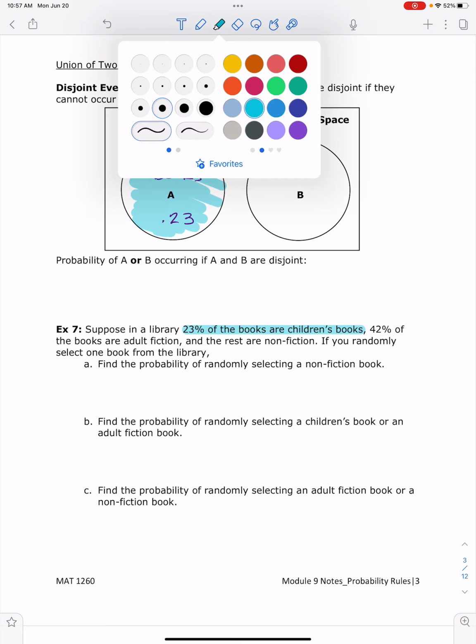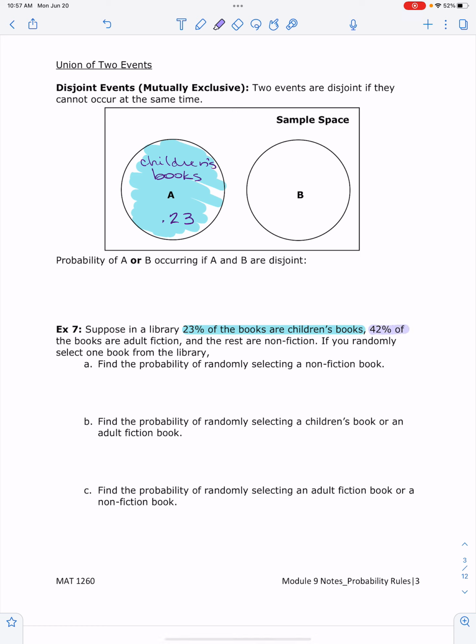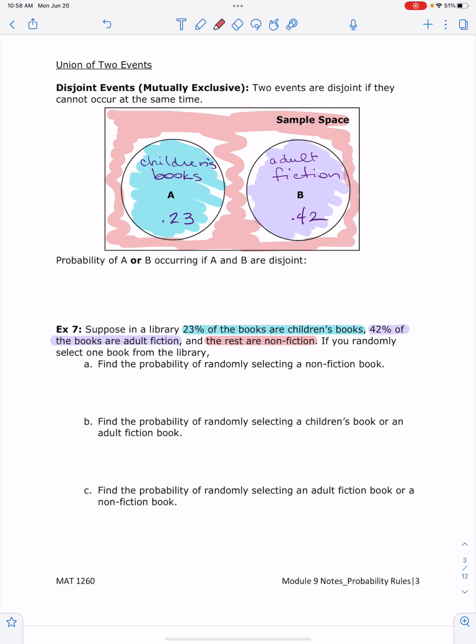42% of the books are adult fiction. So here is the adult fiction section. And what do we have? 42%. The rest are nonfiction. So we are going to call the rest of our sample nonfiction.